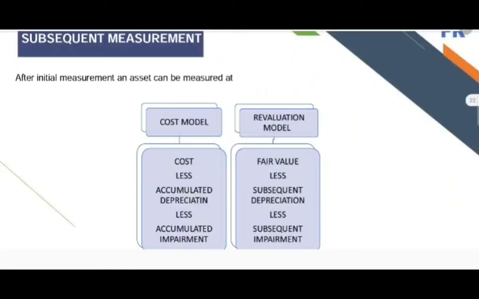Welcome again. Continuing from our topic of IAS 16 property plant and equipment. Now it is about subsequent measurement. This is the most important as far as F7 syllabus is concerned.